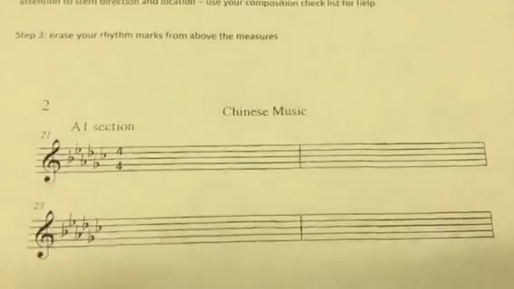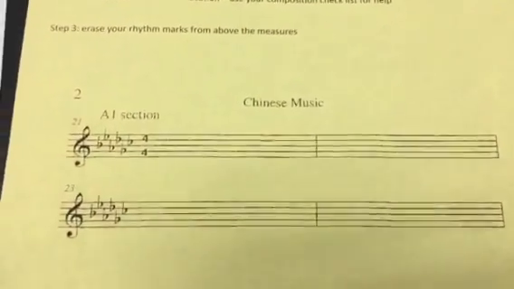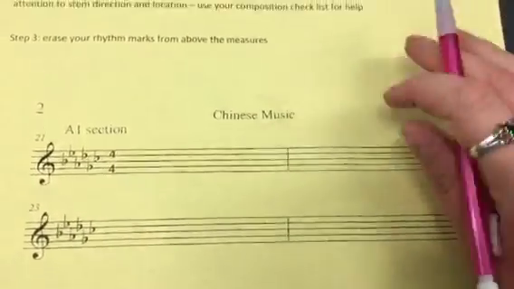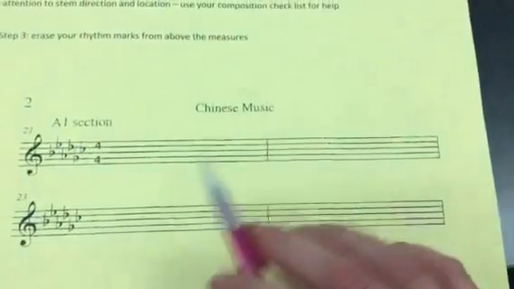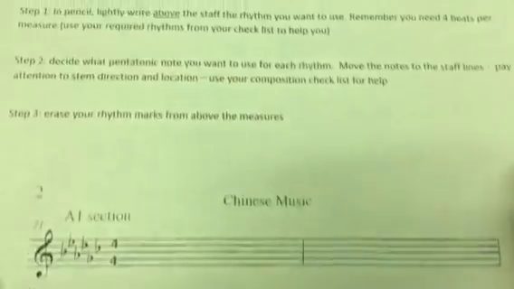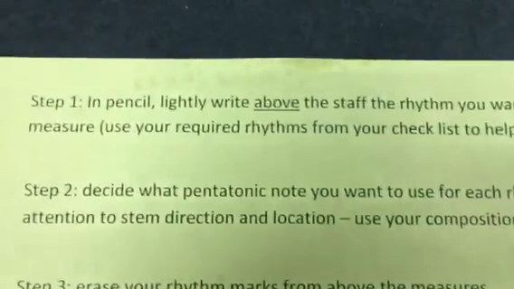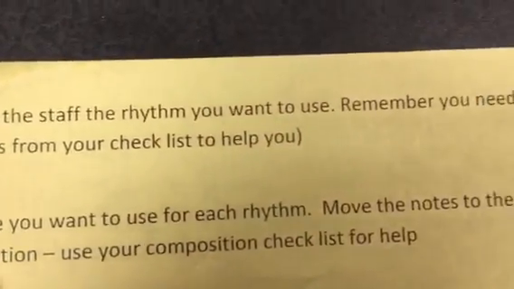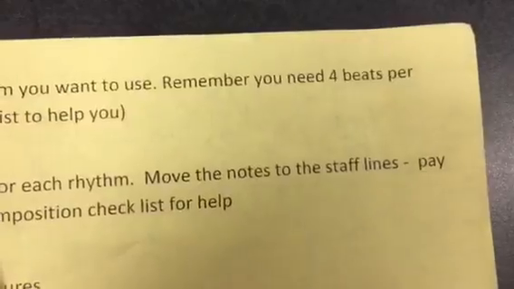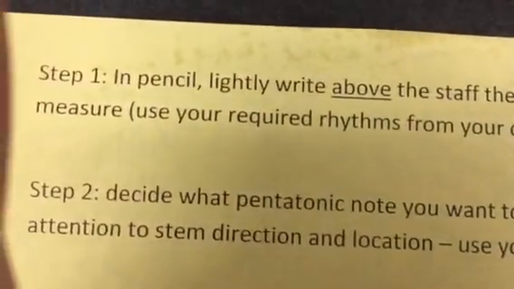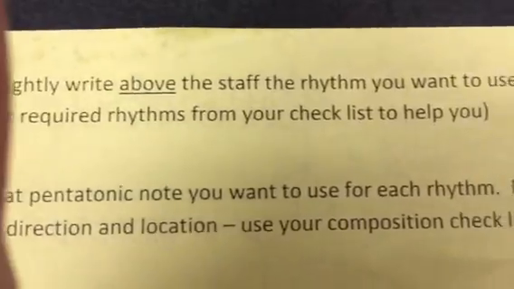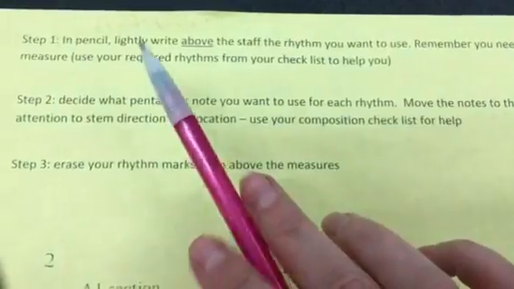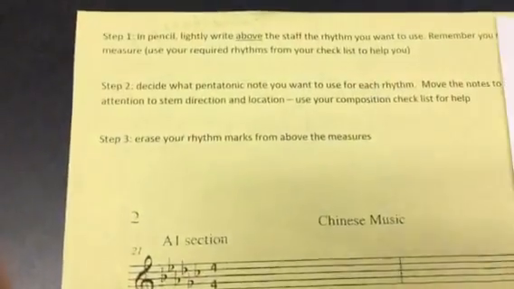Now this is an example. This is not what you are going to use on your actual composition because we are using an example right now. So you can't steal mine. This is my composition. You're going to write it with me to practice, but you're not actually going to use this, okay? So we're going to go up and look at step 1. Step 1 says, in pencil, lightly write above the staff the rhythm you want to use. Remember, you need 4 beats per measure. Use your required rhythms from your checklist to help you. So, we're going to lightly write this because you're eventually going to erase it.